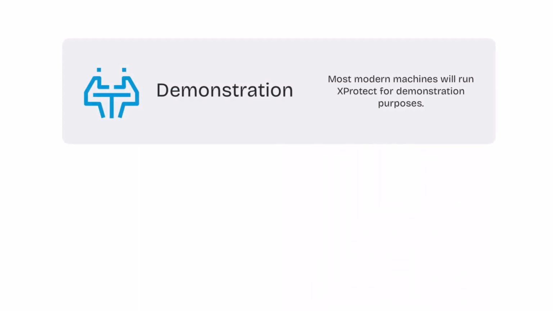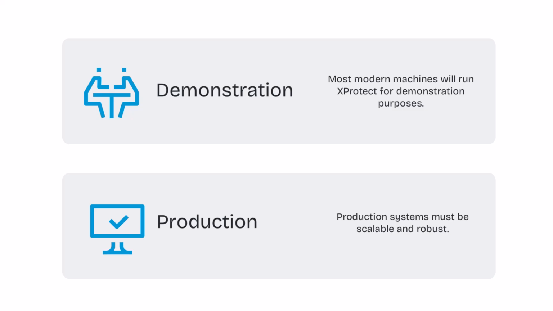For demonstration purposes or for learning the software, you can install and configure XProtect systems on most modern Windows machines with a minimum of preparation. For production systems, though, there are some steps you'll want to take to ensure a robust and scalable system. These steps will help prevent problems for your customers, both now and later.